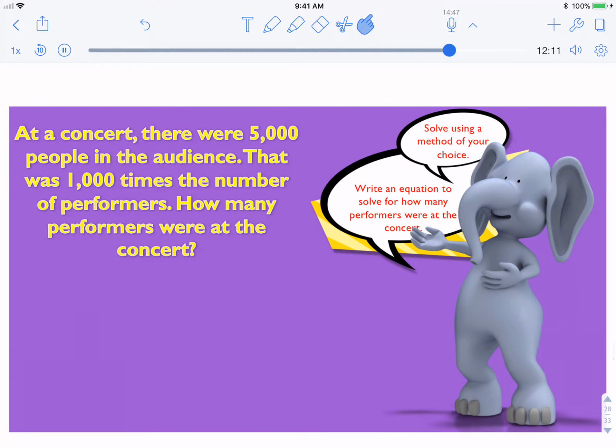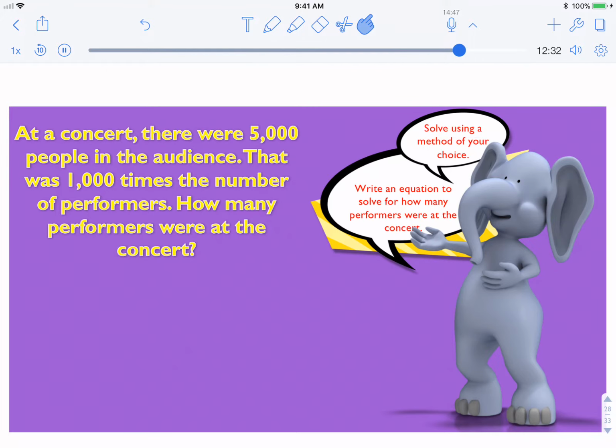Okay, at a concert there were 5,000 people in the audience. That was 1,000 times the number of performers. How many performers were at the concert? Solve using a method of your choice. Write an equation to solve for how many performers were at the concert.